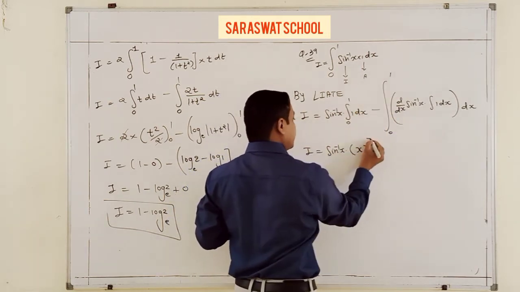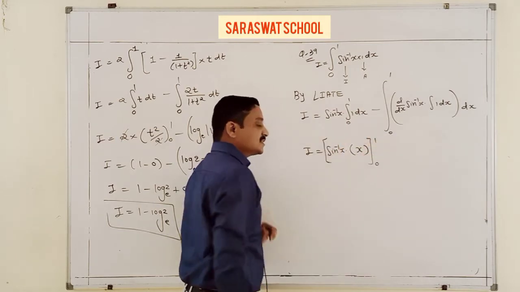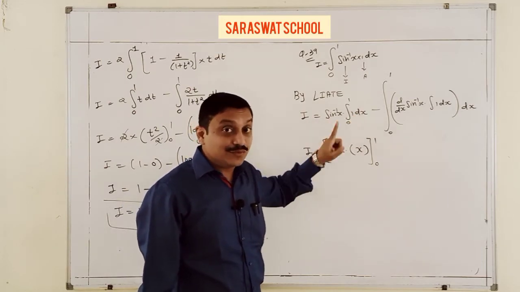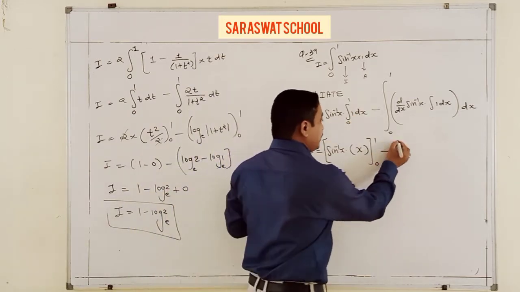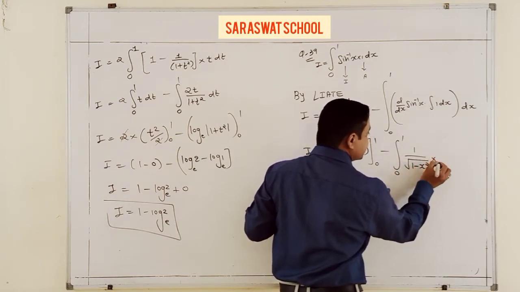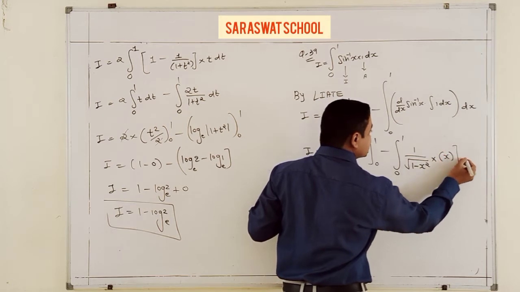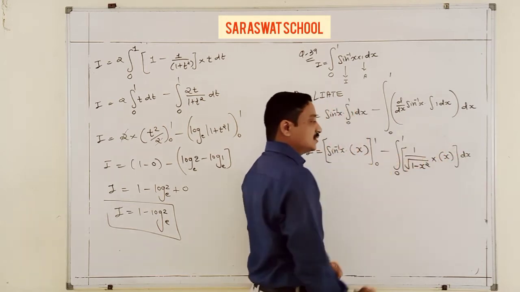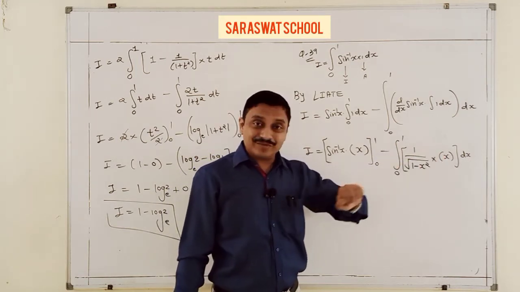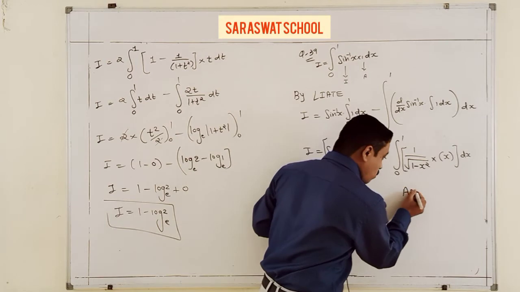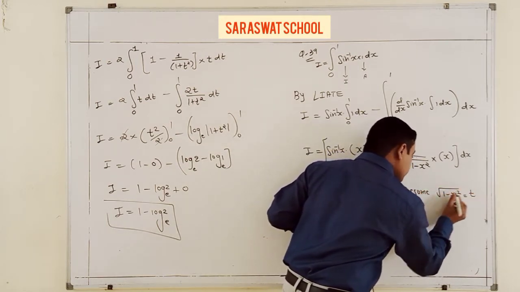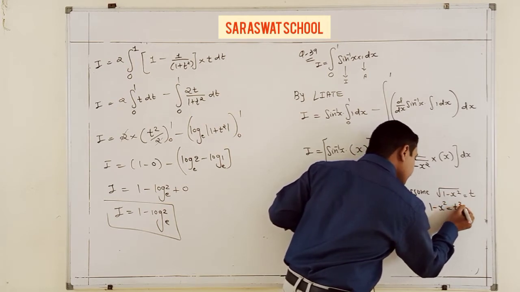So here we apply the limits for both parts. Here the derivative of sin inverse x is 1 by under root 1 minus x square, and here the integration is x dx. Now again, if you see a function and its derivative, assume under root 1 minus x square is t. So what is 1 minus x square?